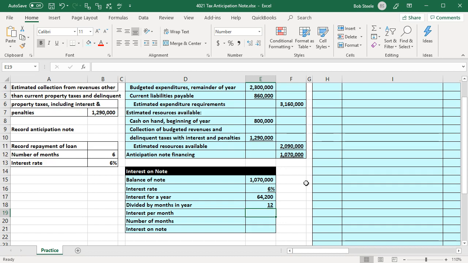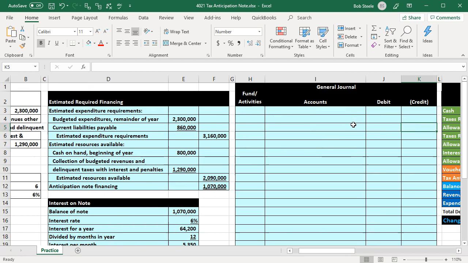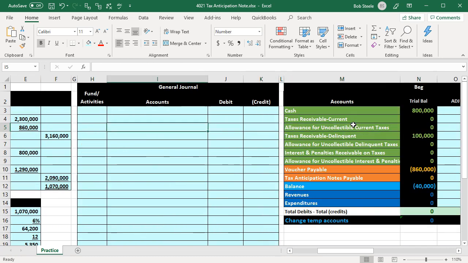It's easier to see. So we're going to say this, the 64.2 divided by 12, that would be the amount per month. And then how many months do we have? We have 6 months. And so we're going to take this times the 6 months that we have. And that's going to be the $32,100 interest on the note. Okay, so then we're going to record this. We're going to record the note first off, and it's going to be in the general fund.